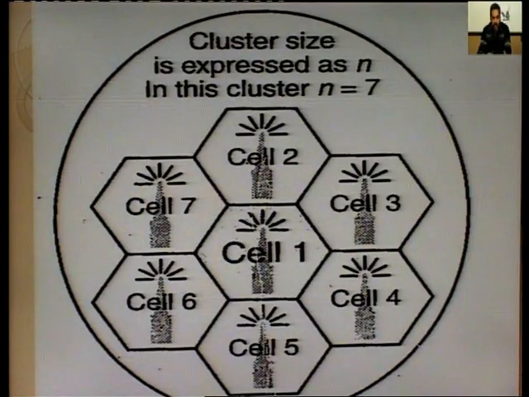So, here is a cluster with size 7. In this, n is the size of a cluster, and it is 7. It may be more or less, depending upon the strategy of the mobile company. But in this cluster there are 7 cells: cell 1, cell 2, cell 3, cell 4, cell 5, cell 6 and cell 7. Each cell has its unique tower for transmitting and receiving the signal. The frequency allocated to each cell is different from each other, meaning frequency is not reused within this cluster.